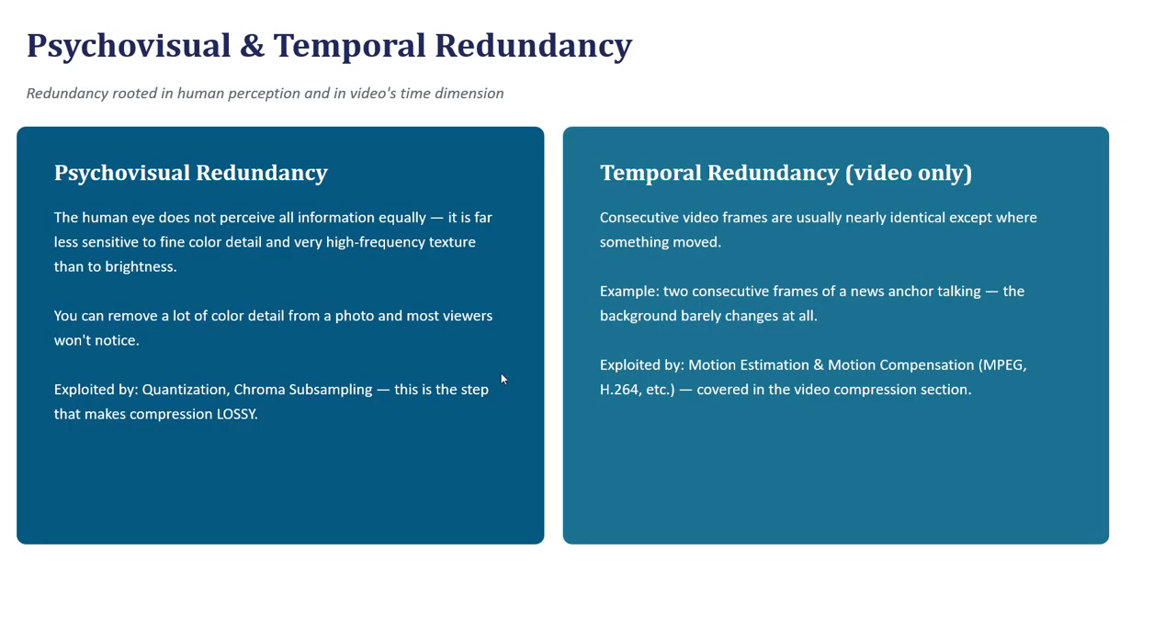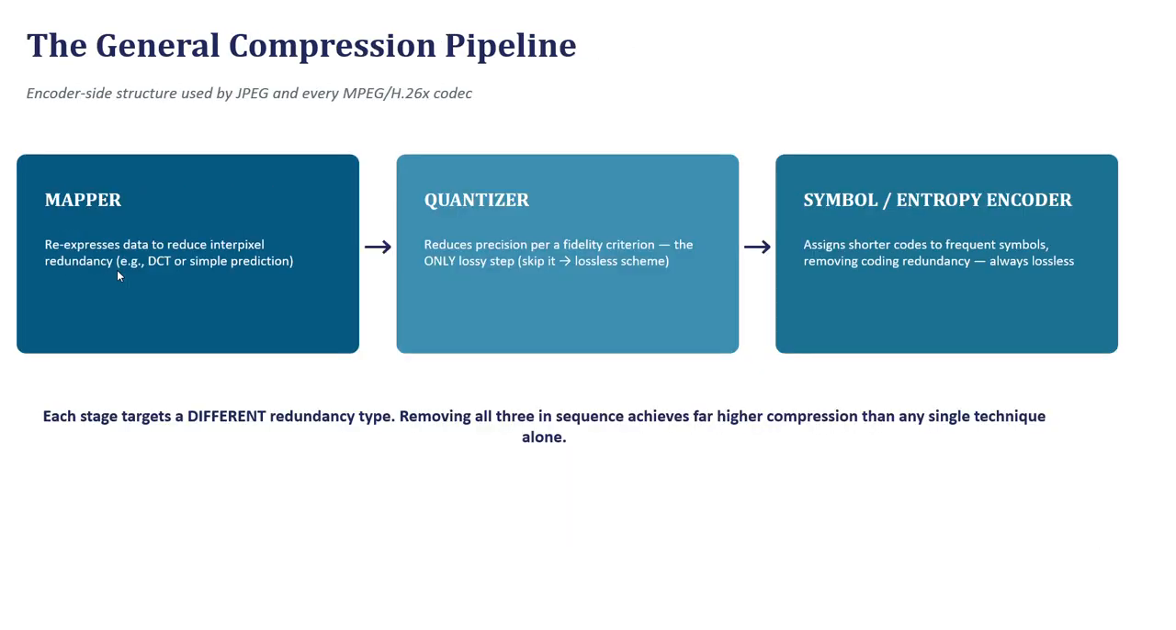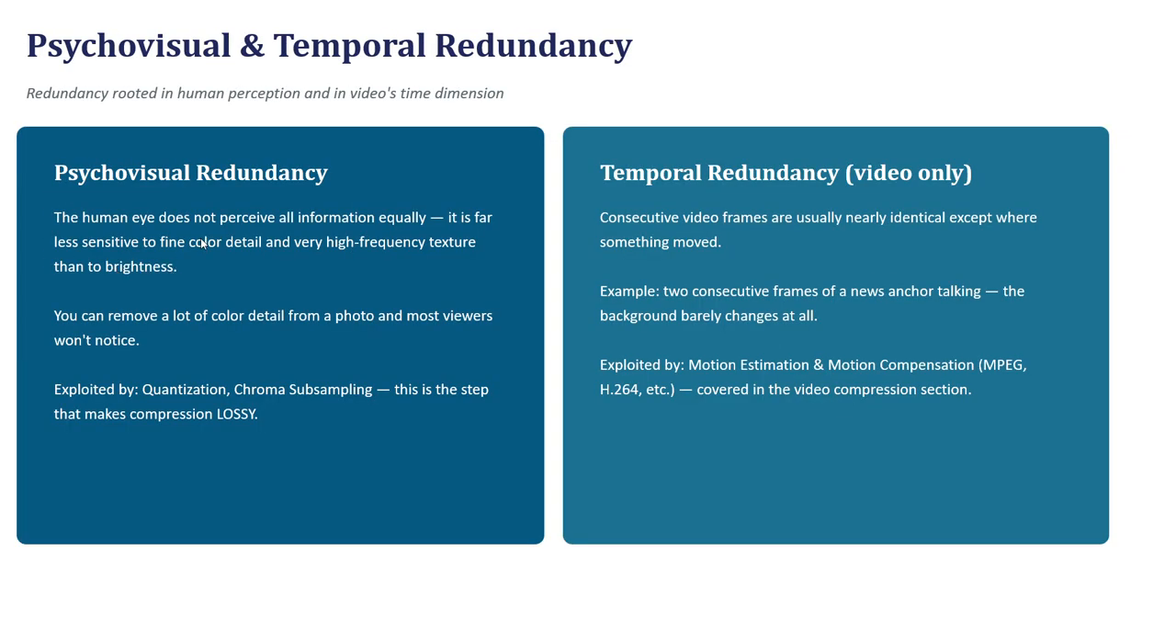The next one is psychovisual redundancy. Psychovisual redundancy means the human eye is less sensitive to color detail, but it is very sensitive to brightness. We should keep this idea in mind when we are working with videos also, that the human eye is not very sensitive to color details, but it is very sensitive to brightness. We can remove a lot of color detail from a photo. So this is the idea that's being made use of in quantization and chroma sampling. Here we make use of this particular idea.